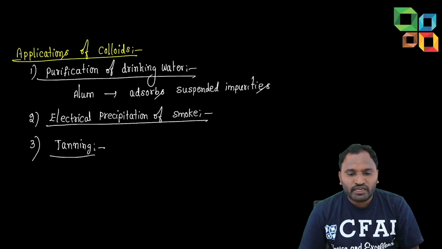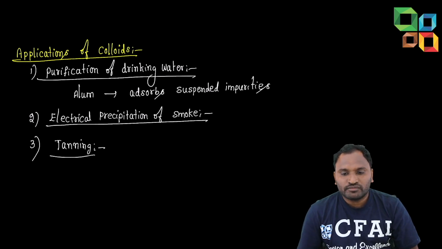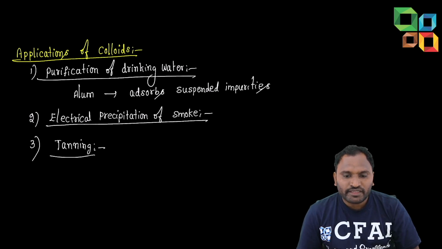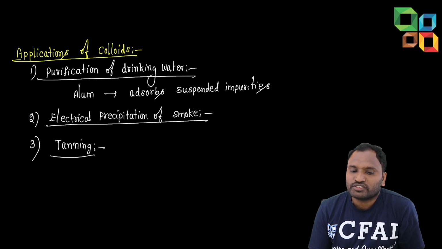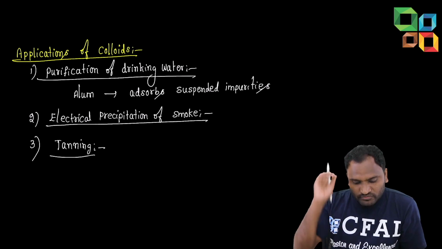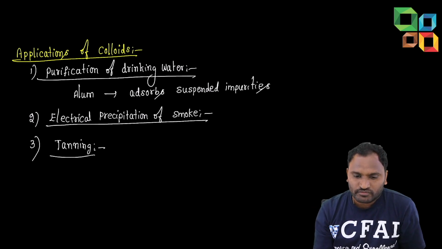And when we add this tannin solution, this leather will become hard, because this tannin has negatively charged particles. It is a negatively charged colloidal solution, so mutual coagulation takes place. So leather will become hard. Tanning of leather.